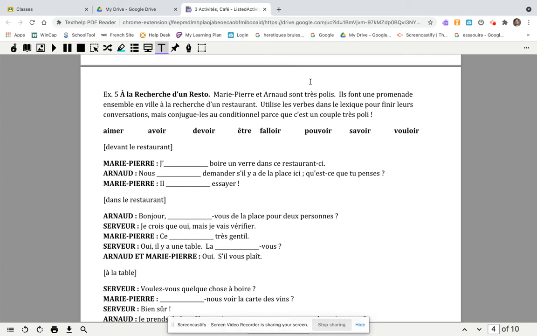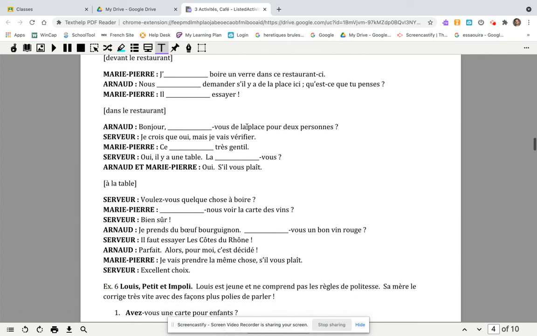Bon, exercice 5. À la recherche d'un resto. That means in the search of a restaurant. Marie-Pierre et Arnaud sont très polis. Marie-Pierre and Arnaud are very polite. Ils font une promenade ensemble en ville à la recherche d'un restaurant. They're taking a walk together in the city to look for a restaurant. Utilise les verbes dans le lexique pour finir leur conversation. Use the verbs in the lexicon to finish their conversations. Mais conjugue-les au conditionnel parce que c'est un couple très poli, but conjugate them in the conditional because it's a very polite couple.